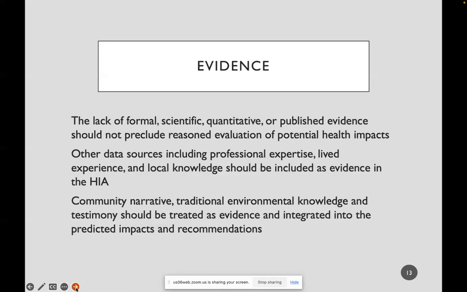Making sure that we are using all kinds of data, not just quantitative and qualitative, but looking at professional expertise, lived experience, and local knowledge, and giving those the same weight that we give maybe a scientific toxicological study. Because these are also evidence that will inform what's right for that community, what recommendations will ring true, which are valid, and which will be acceptable.